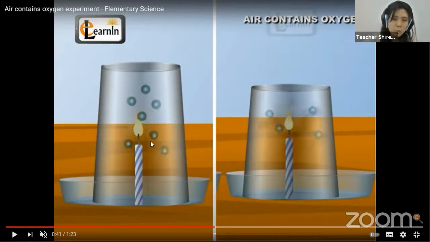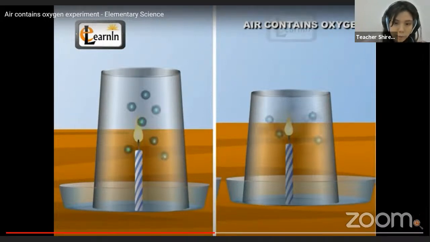But why would it extinguish? Why doesn't it burn forever? It's because out of the air, only 21% is oxygen. So when the oxygen is used up, it will extinguish. So here we learn from this experiment that oxygen helps combustion.